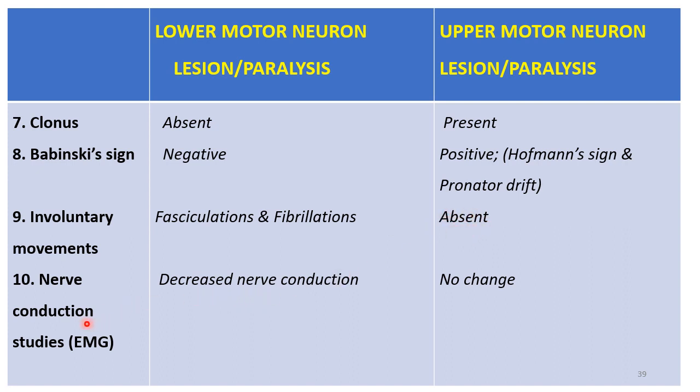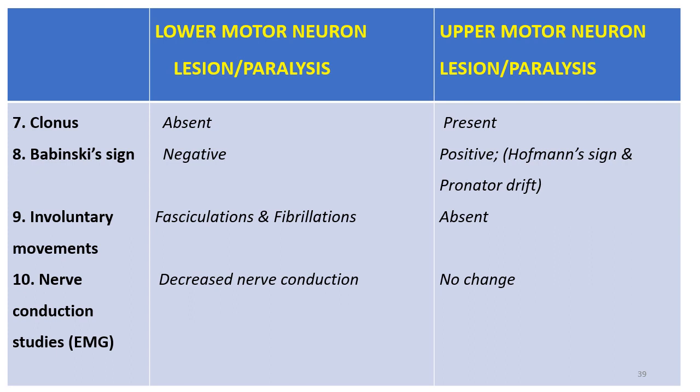Then when you do electromyography or EMG for nerve conduction studies, there is decreased nerve conduction in the case of lower motor neuron lesion, but no change in the upper motor neuron. That is, the nerve conduction is absolutely normal. But in lower motor neuron lesion it is decreased, and after some time it may be completely lost. Clonus and Babinski sign are not there in lower motor neuron lesion, but are seen in the case of upper motor neuron lesion.